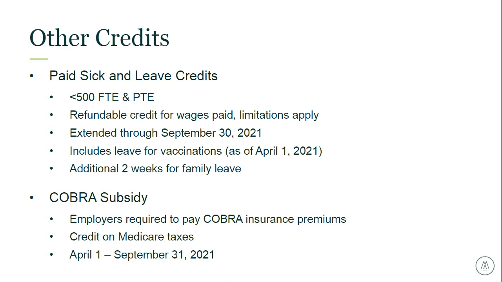It also provided 2 additional weeks for family leave. Another credit that's come into play is COBRA subsidy. Employers that are required to provide COBRA are now required to pay the COBRA for employees that were terminated involuntarily or had their hours reduced involuntarily. This is 100% subsidy, so it covers all of the costs of what you're paying. It's a credit on Medicare taxes versus Social Security, and it is applicable from April 1st to September 31st, 2021.